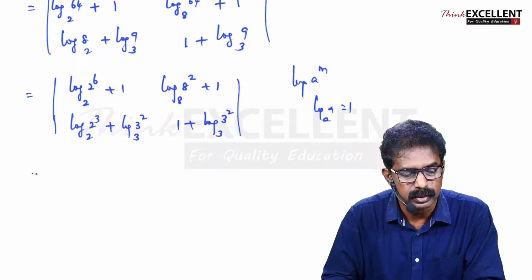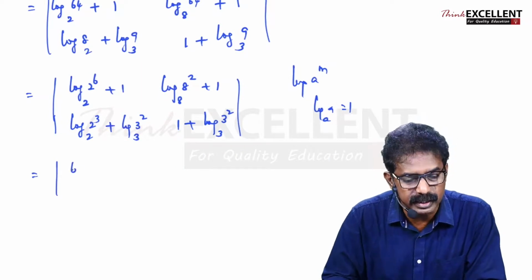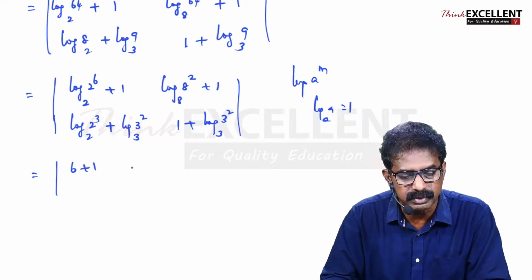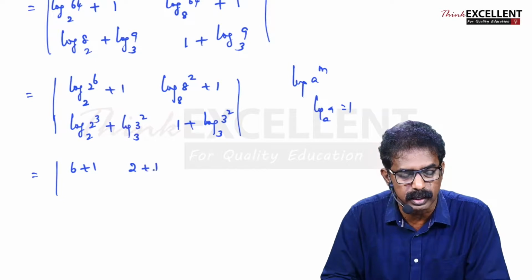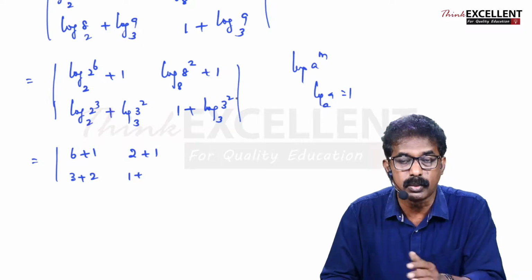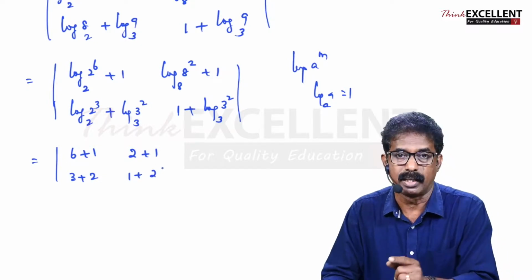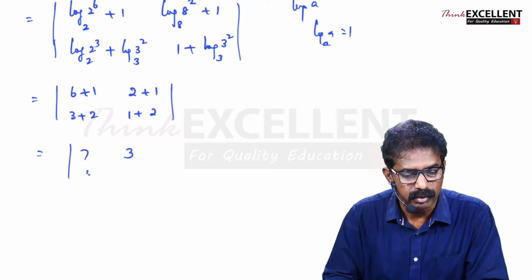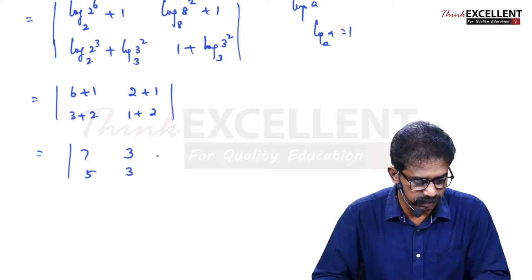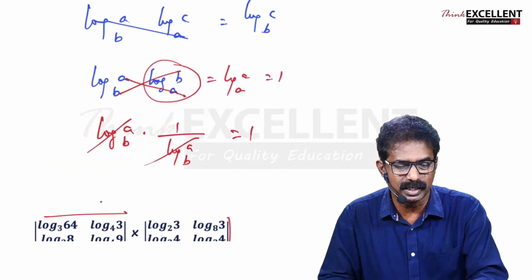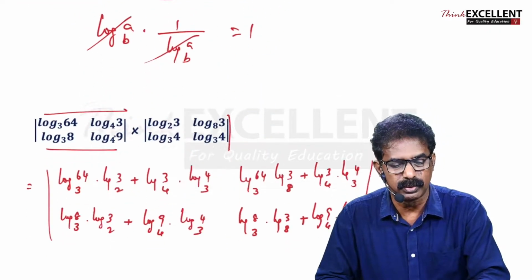Now apply the power rule. When you apply the power rule, 6 comes in front. 6 log 2 to the base 2 is 1, so 6 into 1 is 6. So 6 plus 1. Next one, 2 comes in front. Log 8 to the base 8 is 1. 2 into 1, 2 plus 1. Next one, 3 comes in front, 3 into 1, plus 2 comes in front: 3 plus 2. 1 plus 3 square. The 2 comes in front, 2 into 1. Log 3 to the base 3 is 1. So 6 plus 1 is 7, 3, 5, 3, right? Now just to simplify this, expand it. 7 3s are 21, minus 5 3s are 15. So your final answer is 6. Very simple thing. Only thing, the log properties you have to be thorough, then you can do it very easily.